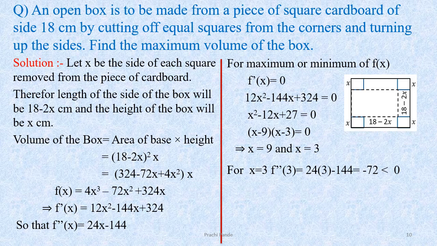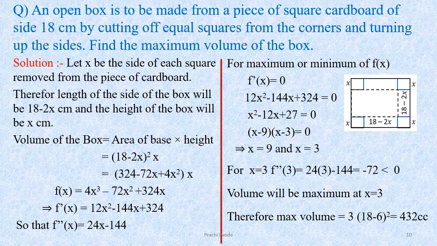For x equal to 3, f double dash 3 is equal to minus 72. If we substitute x equal to 3 in the function f double dash x, which is 24x minus 144, the answer is minus 72, which is less than 0. That means volume is maximum at x equal to 3. And that maximum volume is equal to, substitute this 3 in the volume formula, which is (18 minus 2x) whole square into x, which is equal to 432 cubic centimeter.